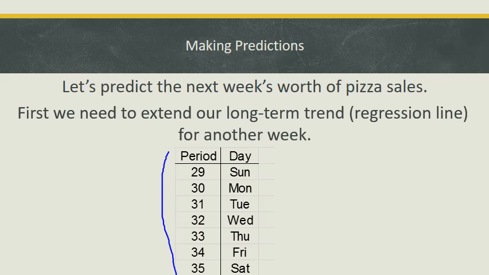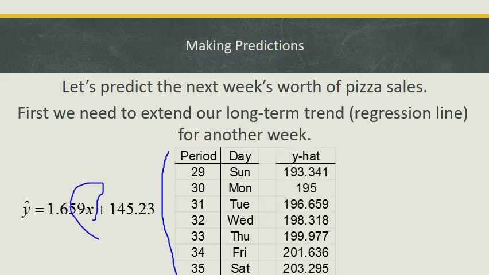Next, we need to calculate y hat for each of these time periods. Here is the best fit line equation again. Remember that x is equal to time period, and we get these values for y hat. The point of doing this step is to extend the long-term trend onto the future values that we are going to predict.